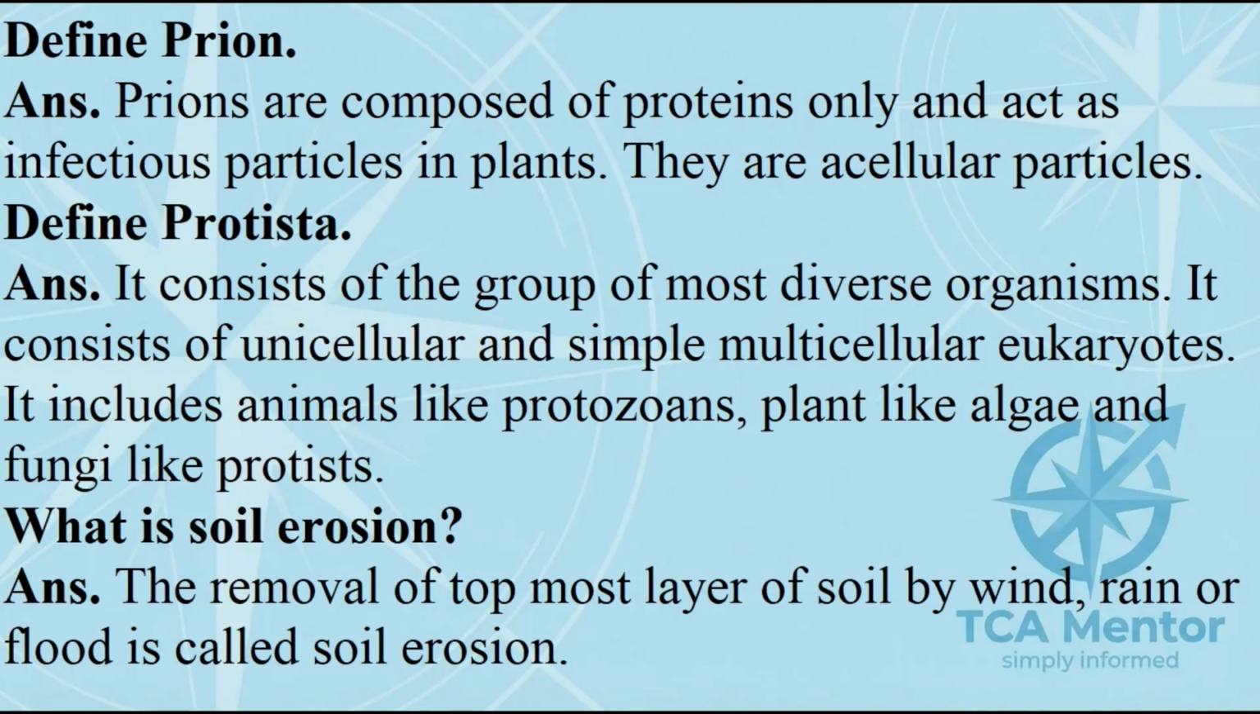Define protista. ANS. It consists of the group of most diverse organisms. It consists of unicellular and simple multicellular eukaryotes. It includes animal-like protozoans, plant-like algae and fungi-like protists. What is soil erosion? ANS. The removal of topmost layer of soil by wind, rain, or flood is called soil erosion.